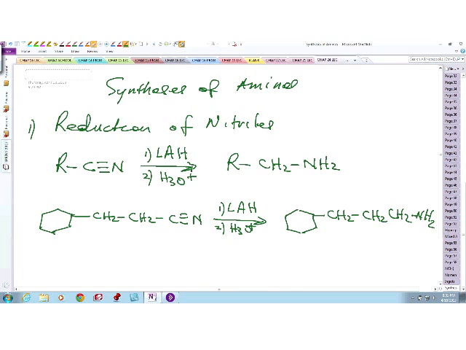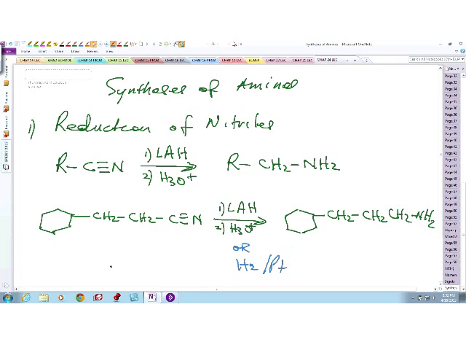I should also let you know that this reduction, you could also carry out using hydrogen and a catalyst, like hydrogen and platinum. Okay? So the hydrogen with platinum could also reduce a nitrile to give you a primary amine.